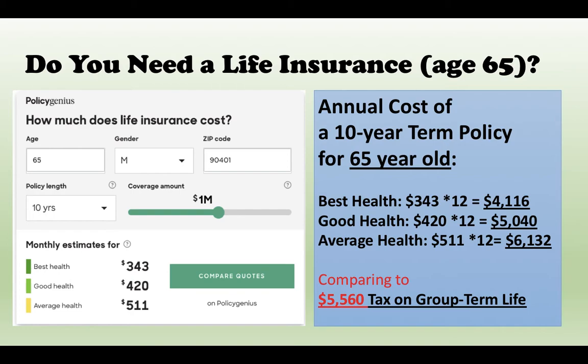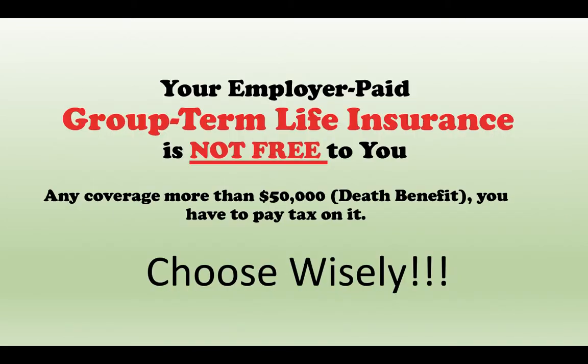Also, you have to think that I used an annual income of only $200,000. What if your annual income is $500,000 or even higher? That gives you a very, very high marginal tax rate, which means you pay much more tax on your group term life insurance. So this is something you need to consider when you choose.